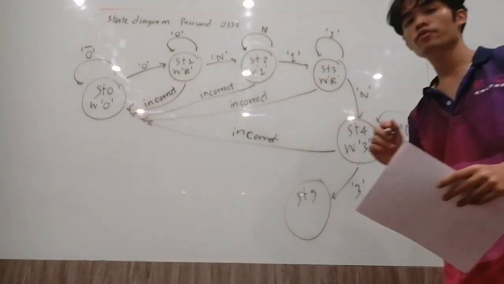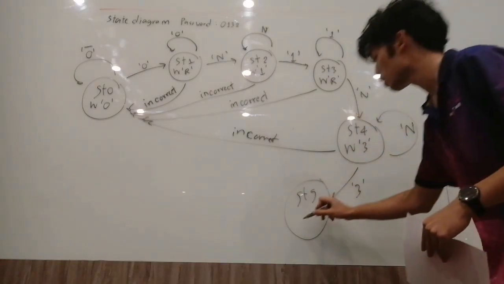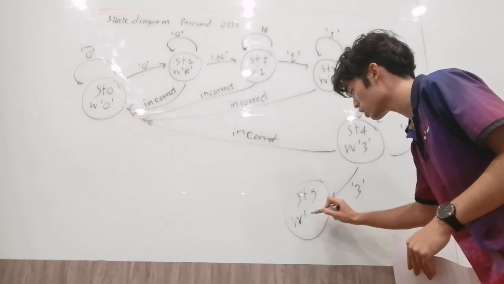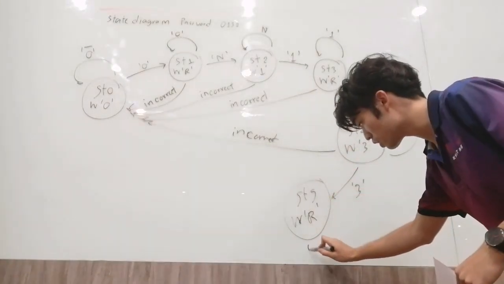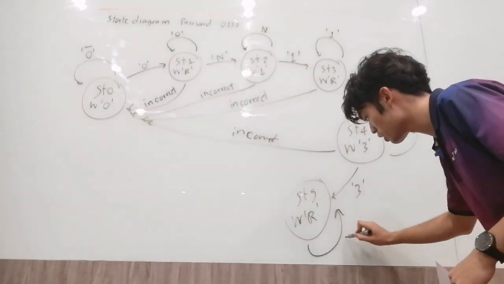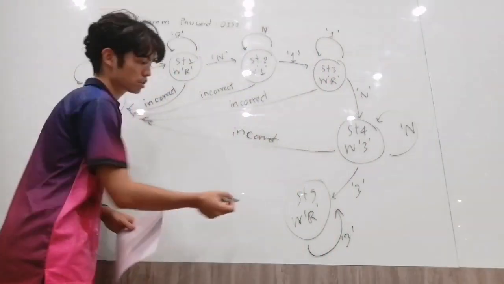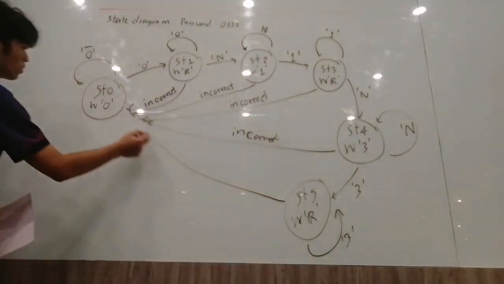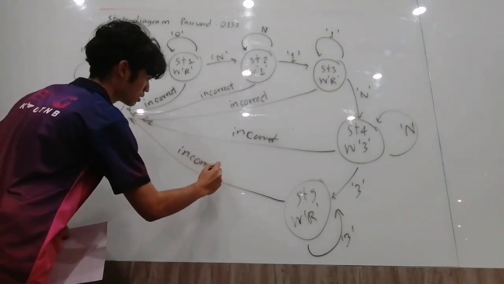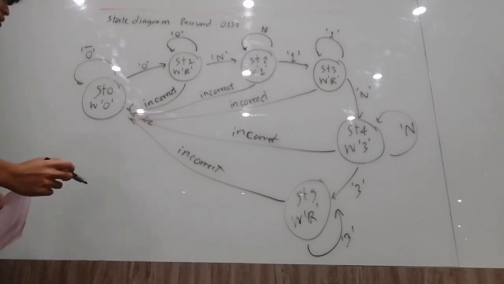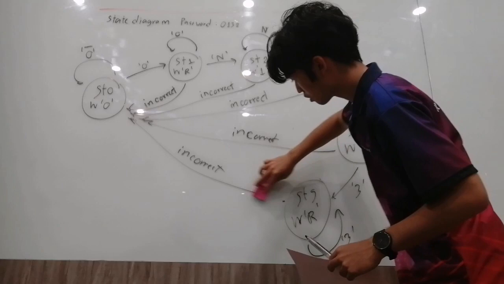State 5 waits for release of the button, the 3 button. Wait for release. If we still push, it's still in this state. Still 3. If it's wrong, it goes to state 0, incorrect. I will change something.